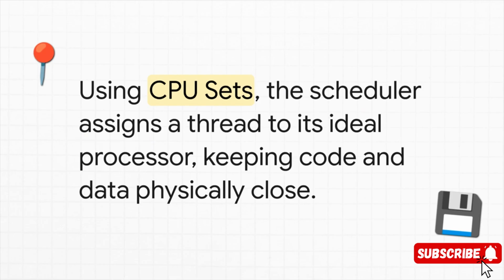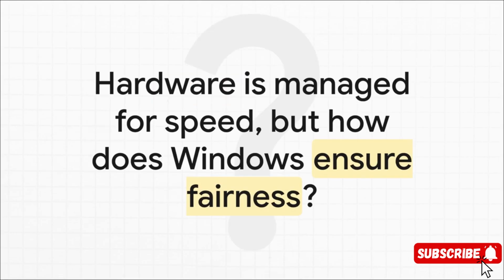It uses what are called CPU sets to figure out which specific cores a particular task is allowed to run on. This creates what's called an affinity, which basically just means it's trying to keep a task running in its ideal spot. The whole goal is simple. Keep the code and the data it needs physically close together and avoid those really slow trips to another neighborhood's memory.